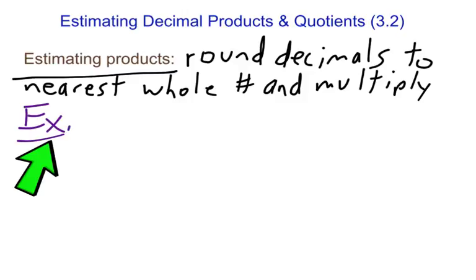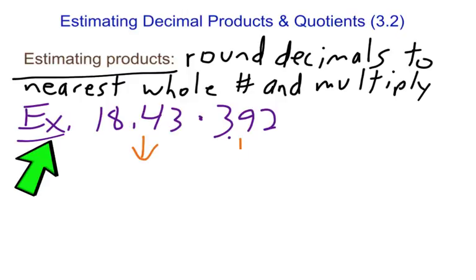So let's say, for example, we had 18.43 times 3.92. Well, I'm going to round them first. So that 4 keeps the 8 the same, so it's going to stay an 18. That 9 rounds the 3 up to a 4, so it's 18 times 4.